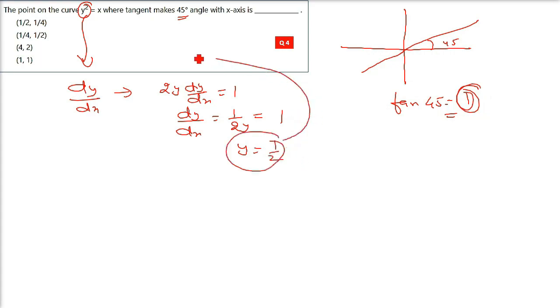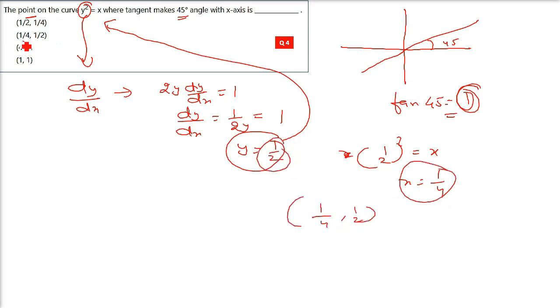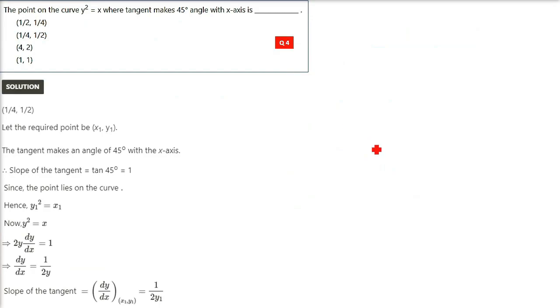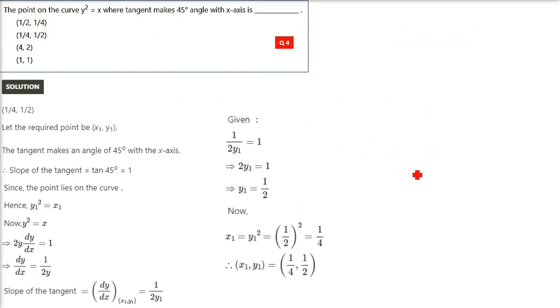Now this y equals 1 by 2 can be placed here. So this is half square. x has to be found out. x is 1 by 4. The point on the curve, so we need the coordinates, will be (1 by 4, 1 by 2). This is your solution.